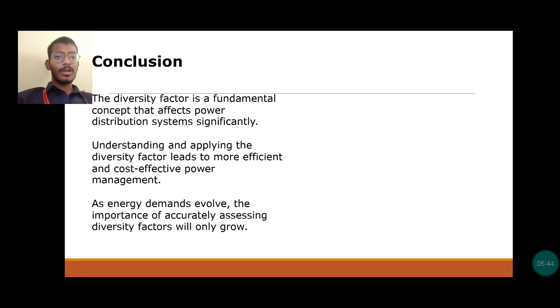Conclusion. The diversity factor is a fundamental concept that affects power distribution systems significantly. Understanding and applying the diversity factor leads to more efficient and cost effective power management. As energy demand evolves, the importance of accurately assessing diversity factors will only grow.